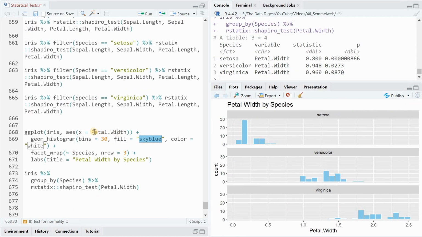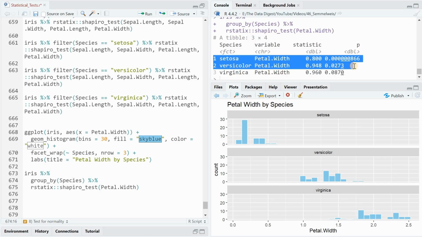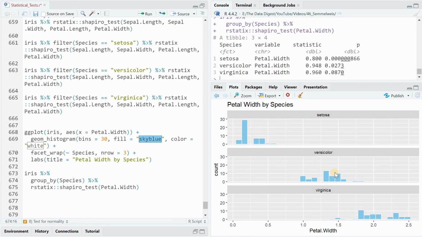And you can plot this only looking at the petal width, or use the Shapiro test specifically for petal width after grouping by species. You can see then the rejection of the null hypothesis twice for 2 species. Only for Virginica it kind of looks normal still, but it's close, and the others don't show a normal distribution.